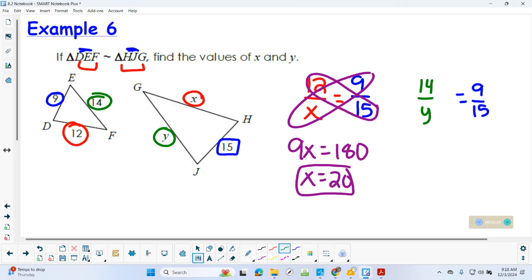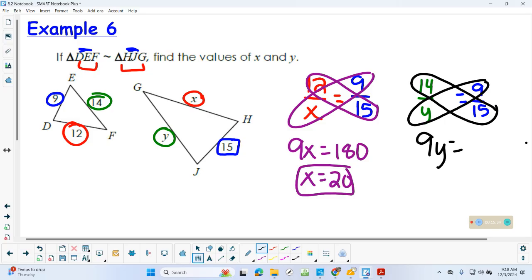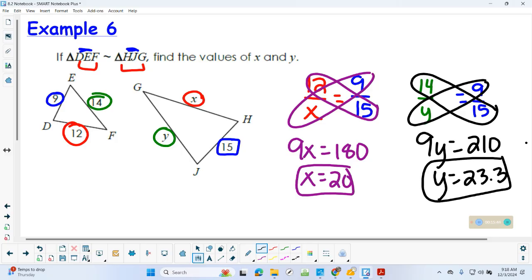Now just do your cross products, of course, okay? So let's multiply 9 times y, 14 times 15, you need your calculator for that, that's 210. This does not come out to a nice answer, round to whatever. Got it. These are quick. So again, you just have to be careful about keeping everything arranged and set up corresponding. Any questions on that guy? All right, home stretch, we're on the home stretch.